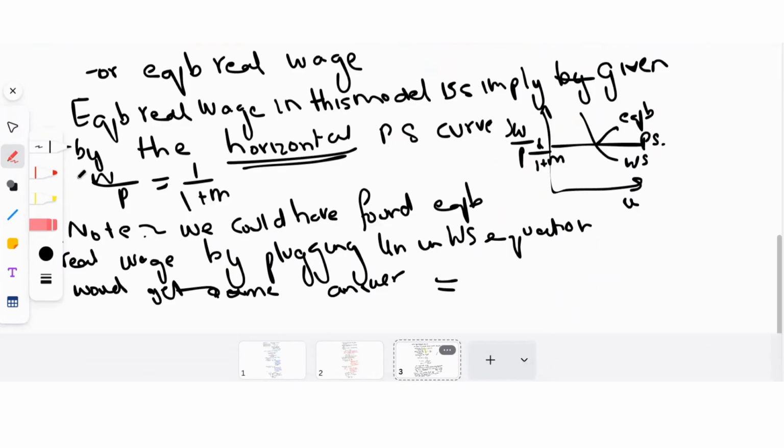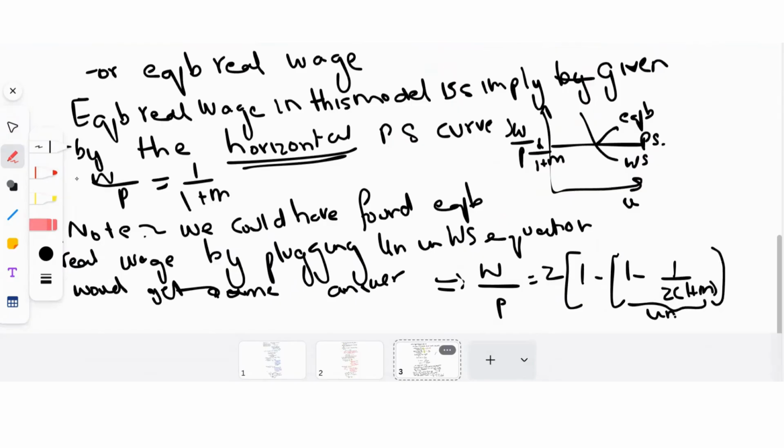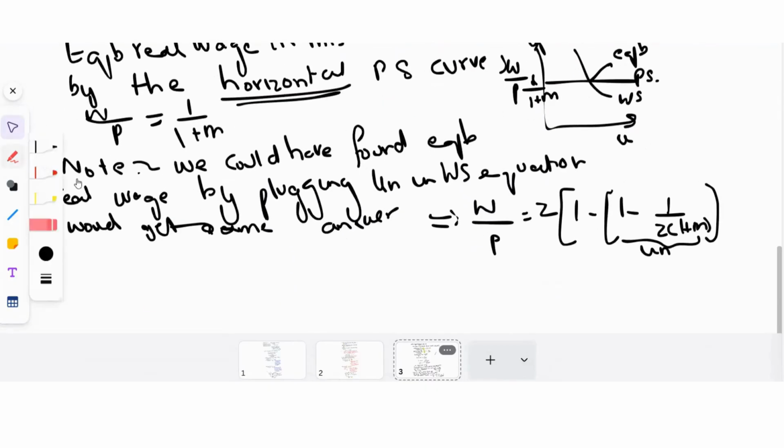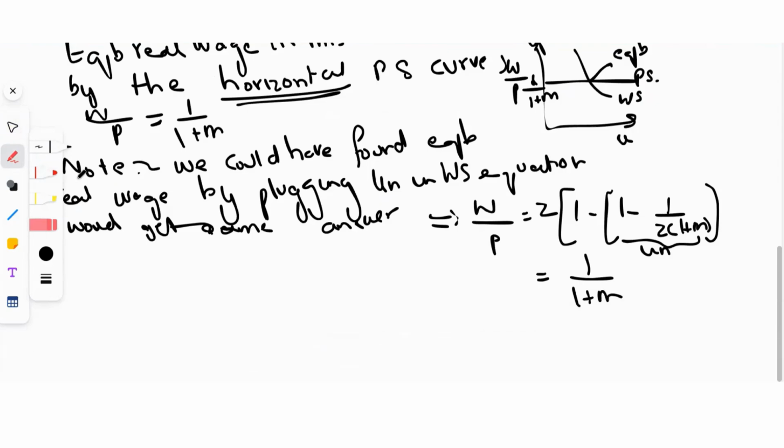If we had done that, and I plug un into the WS equation, so this is Z1 minus U, I plug in the value of un, which we know is 1 minus 1 by Z1 plus N. Right, so this is the value of un, because remember W by P was Z1 minus U, so I just plugged in un here, and you can see that once I simplify, this turns out to be the exact same equilibrium real wage, 1 by 1 plus N. So when you want to find the equilibrium real wage, it's simply given by the horizontal PS curve, but yes, you can still find it by plugging values into the WS equation, although that's not necessary.